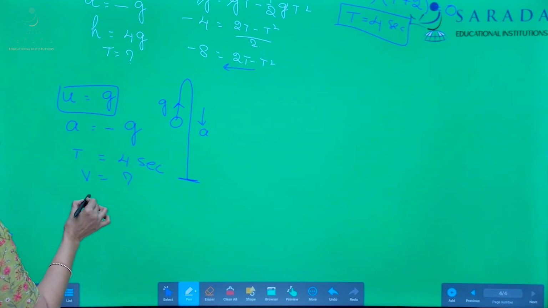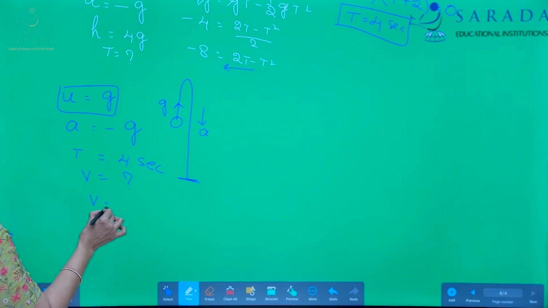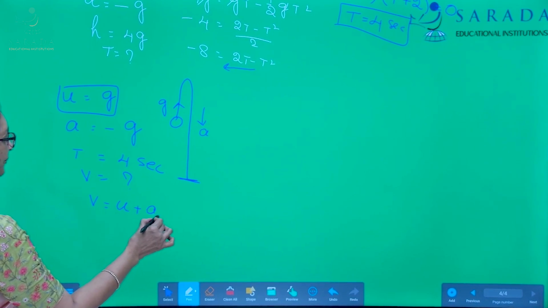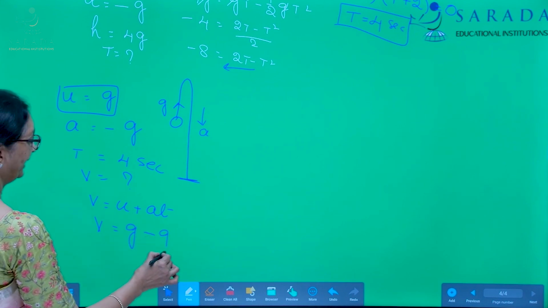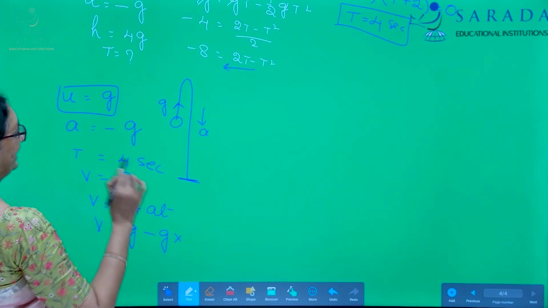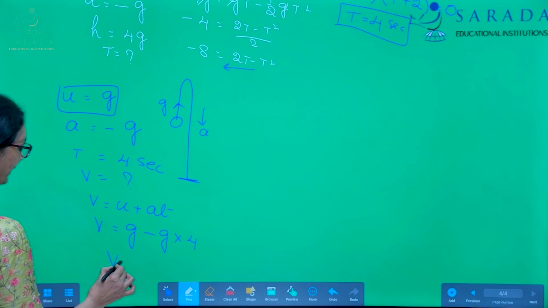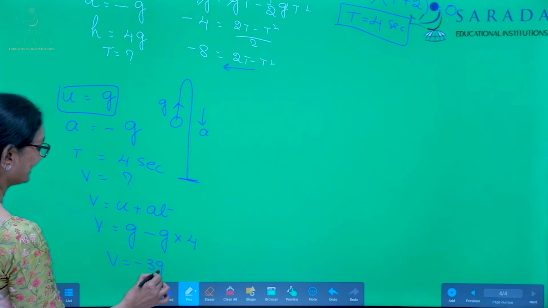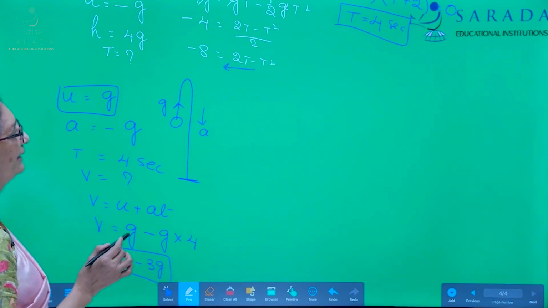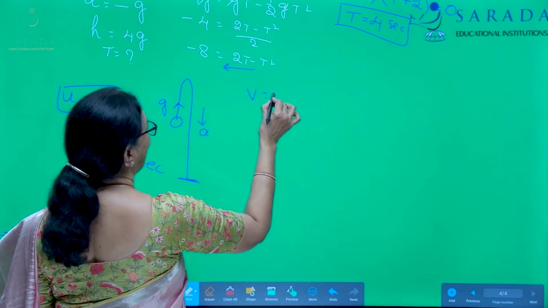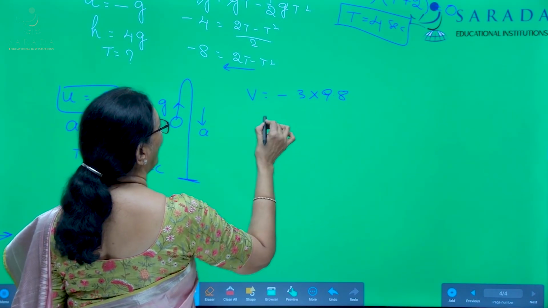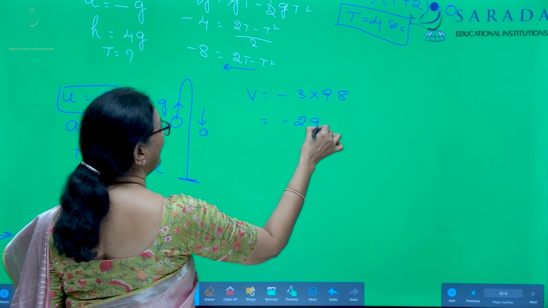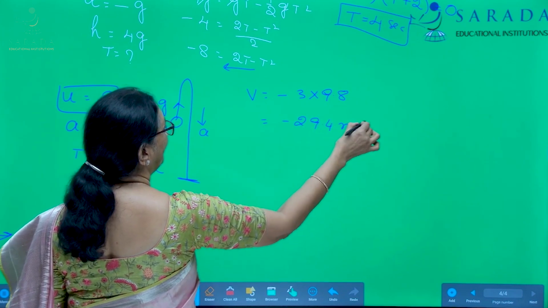So, what equation connects them? Yes, v is equal to u plus at. So, v is equal to g minus g into t, t is 4 seconds. So, v is equal to minus 3g. Okay. If we take g as 9.8, it becomes minus 3 into 9.8, minus 29.4 meter per second.